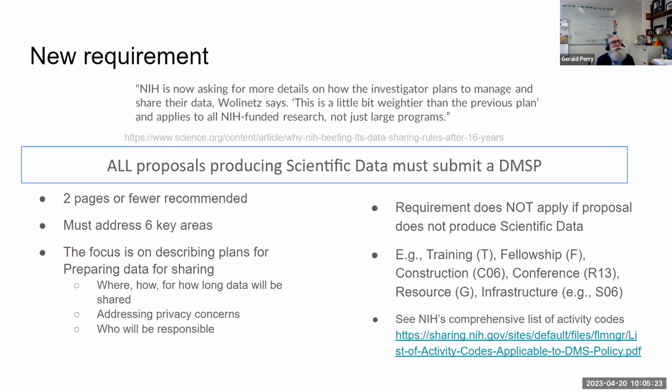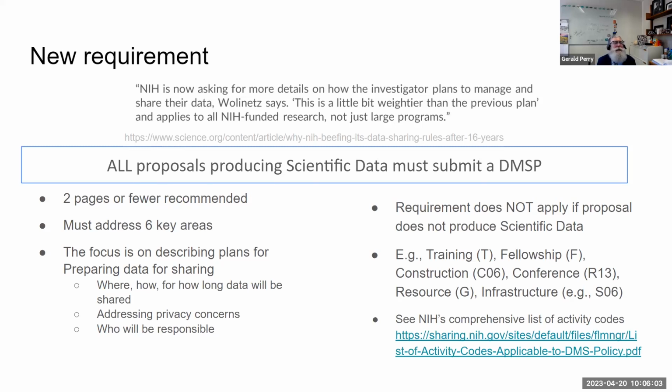So the new requirement pertains to all proposals that produce scientific data, and they must have a DMSP. The new requirement requires a plan that is 2 pages or fewer, as recommended. It has to address 6 key areas, and the focus is describing plans for preparing data for sharing, the where, the how long the data will be shared, to address any privacy concerns, which are really critical, and very importantly, who is responsible for this particular plan and for the data.